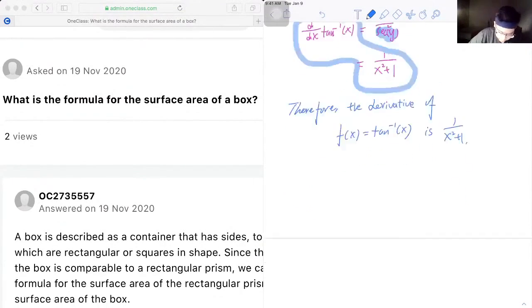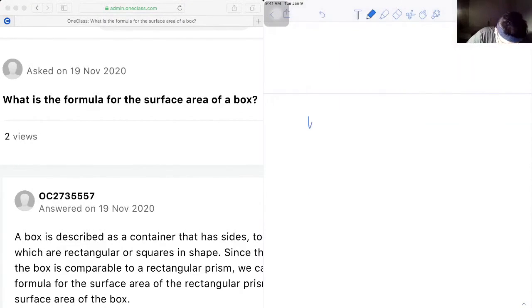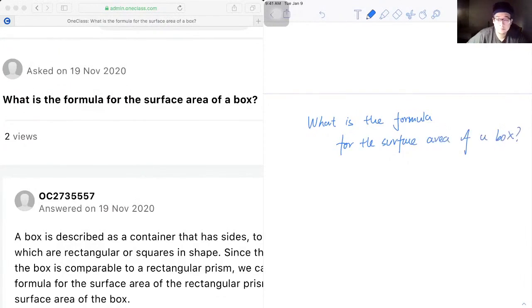Okay, so our next question is asking us, what is the formula for the surface area of a box?